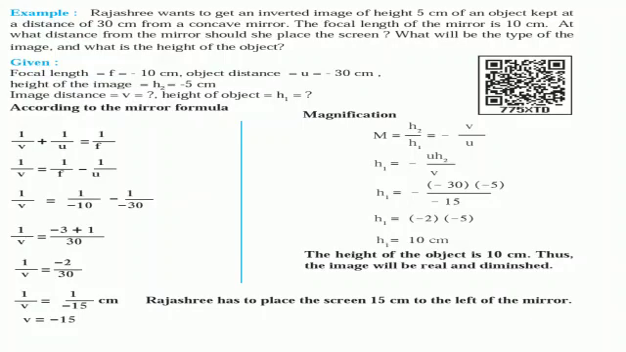The negative signs are shifted to the numerator side. Now, 30 divided by 30, the LCM divided by the second denominator, that becomes 1. 1 into 1, 1. So, numerator 1. So, minus 3 plus 1 upon 30. So, 1 upon v is equal to negative 2 upon 30. 2 1s are 2, 2 15s are 30. So, 1 upon v is equal to 1 upon minus 15 centimeter. So, we cross multiply, you will get v is equal to minus 15.